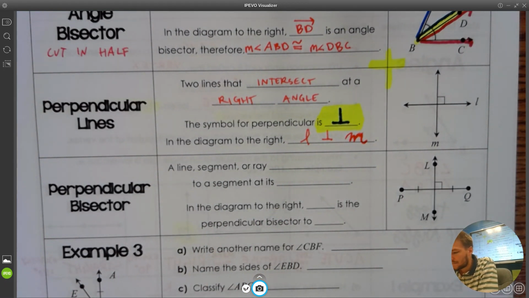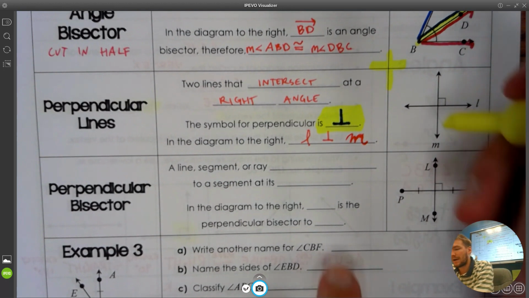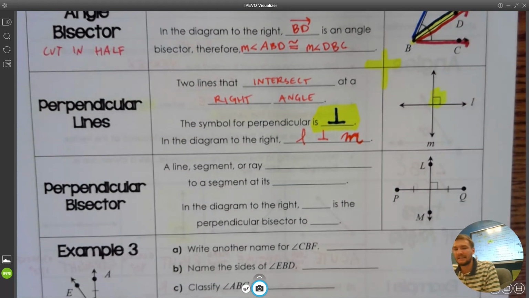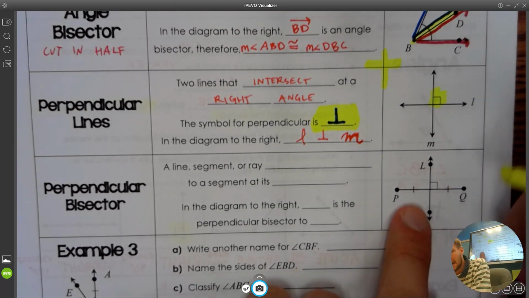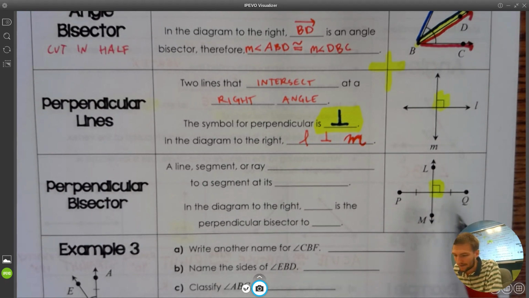Because they intersect at a right angle, you're going to be looking for that square, as usual, okay? When you see that square, it's a big deal. The square means right angle. Right angles mean perpendiculars. All those things are wrapped up in the same idea. Same thing for the second box. We have another square. Because we have another square, we can guarantee that we have a right angle. Because we can guarantee we have a right angle, we can guarantee they're perpendicular.